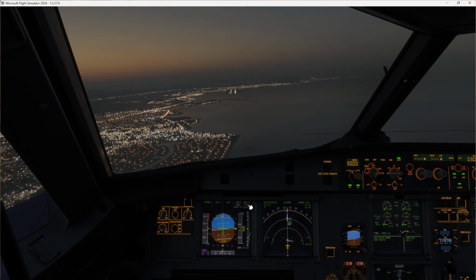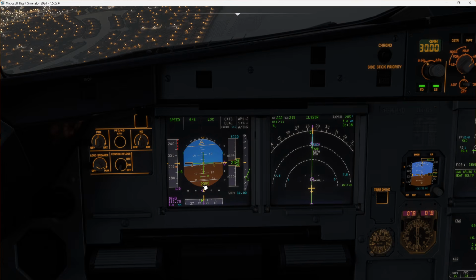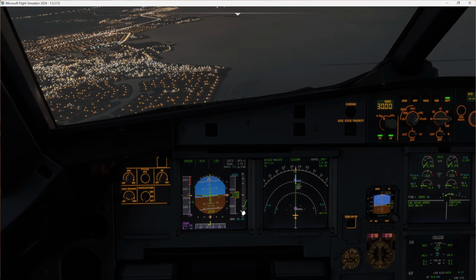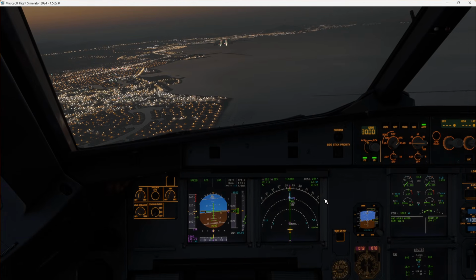Look at this example over here. We are on final approach, we intercepted the localizer and the glide slope, and look at the radio altitude. We are at 2300 feet AGL right now, and we are stable, so we are fully established on the ILS. This is the first point.